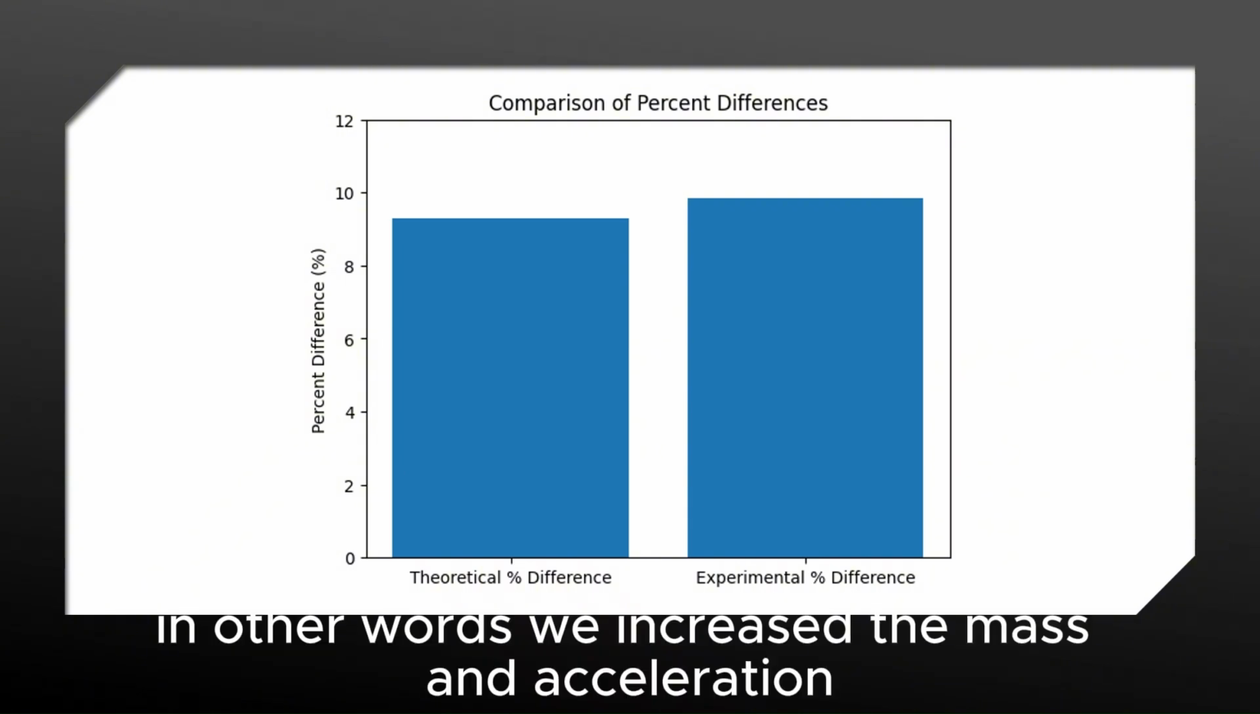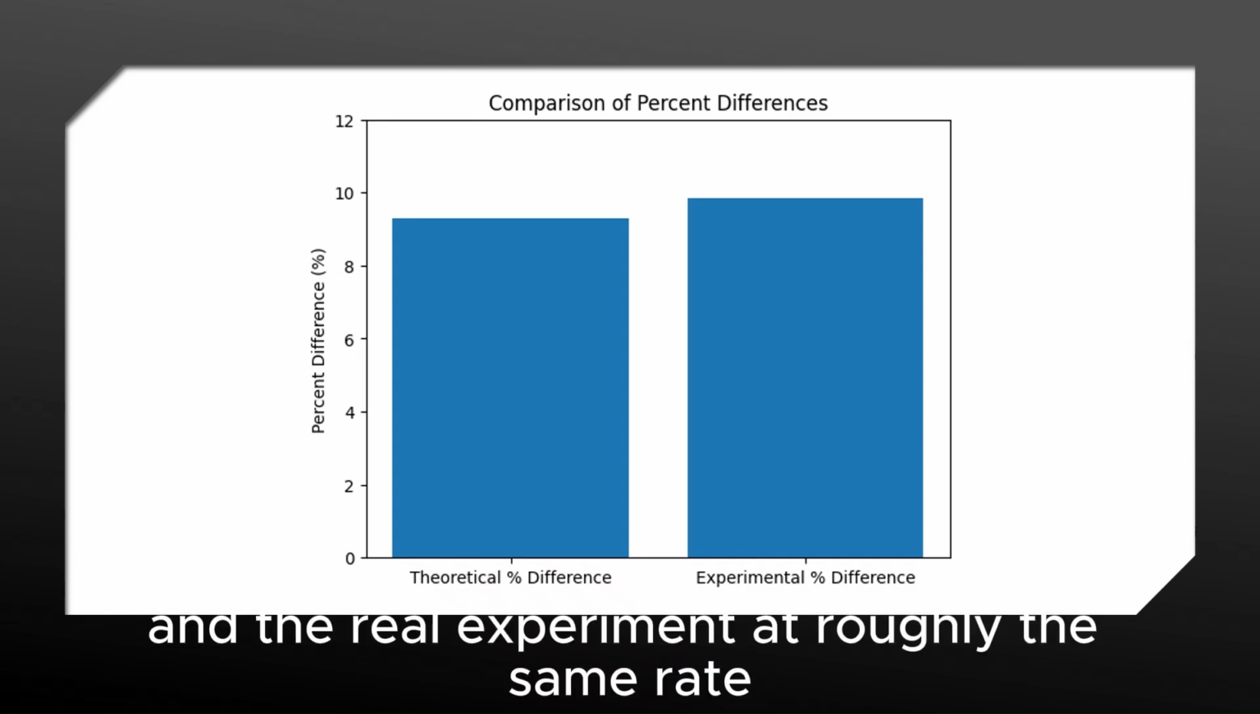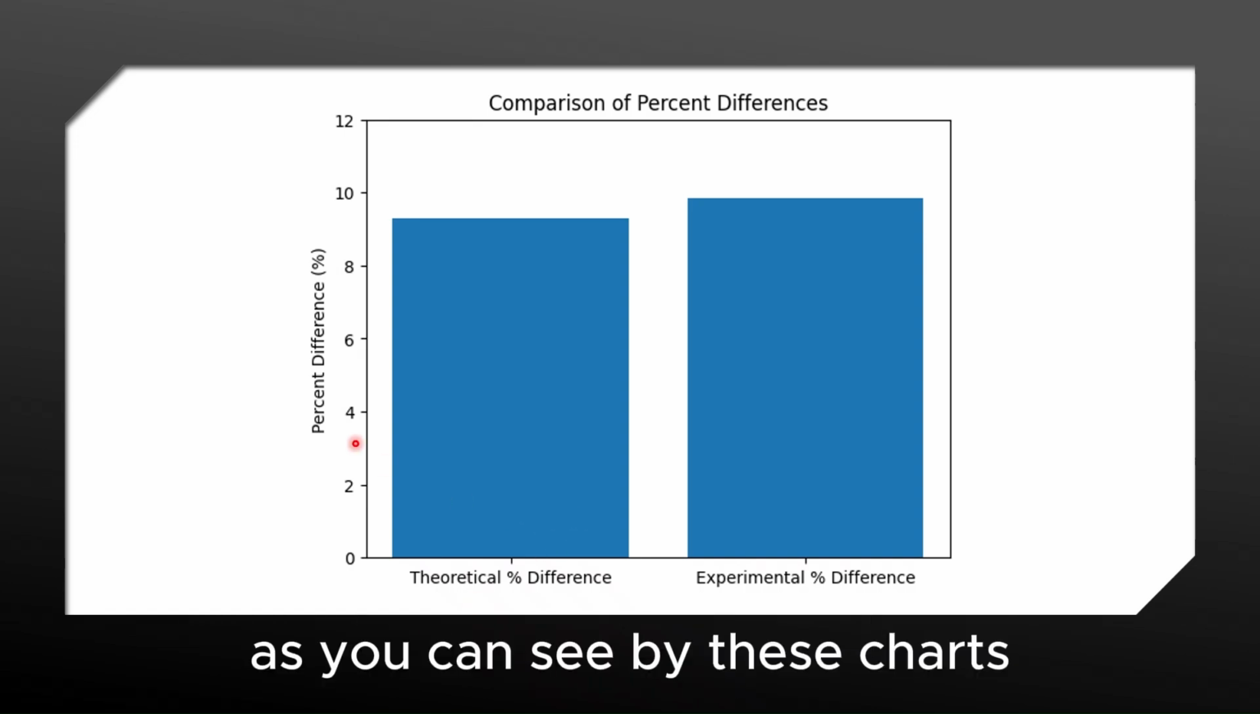In other words, we increased the mass and acceleration increased in both the predicted calculations and the real experiment at roughly the same rate, as you can see by these charts.